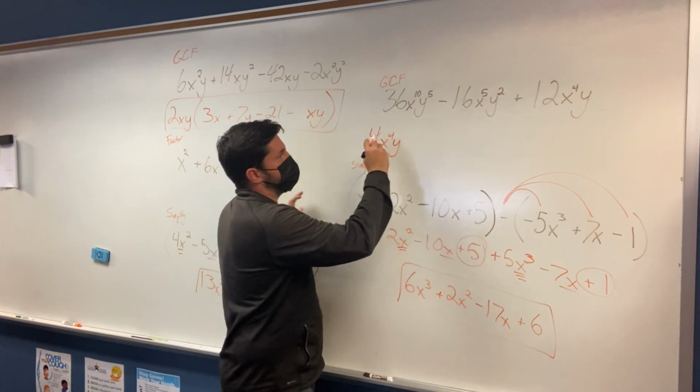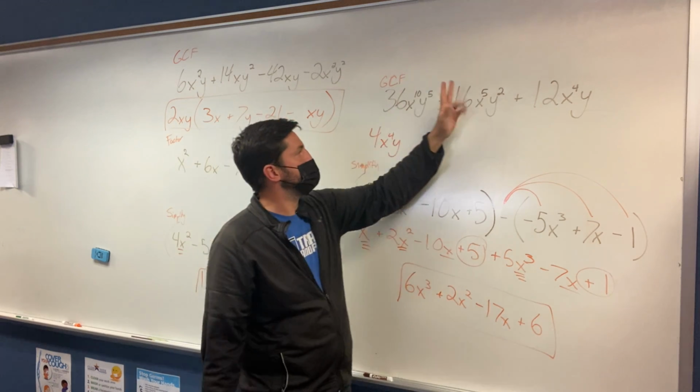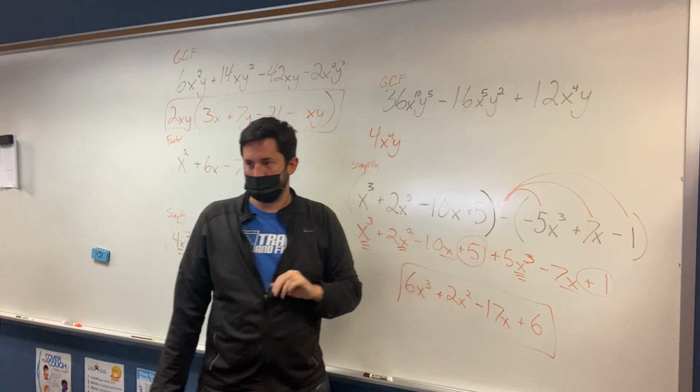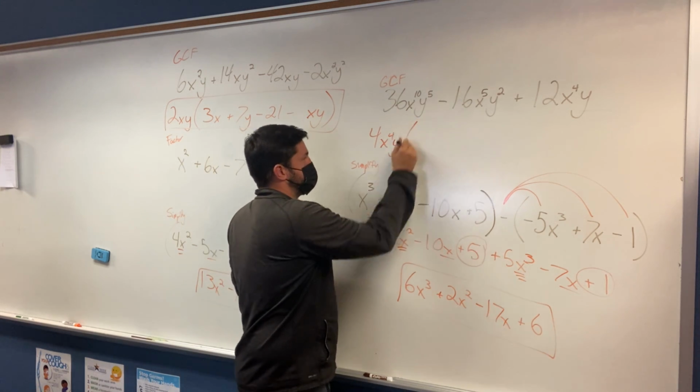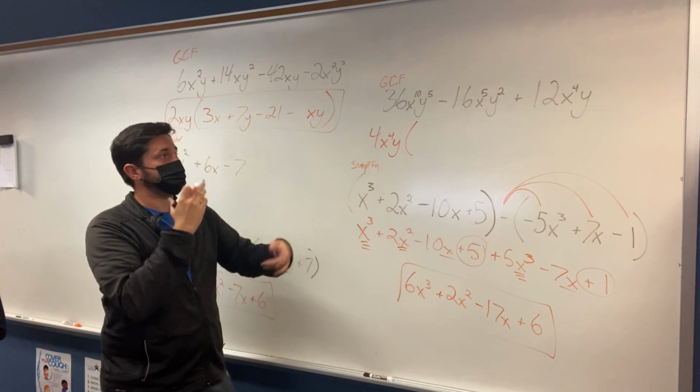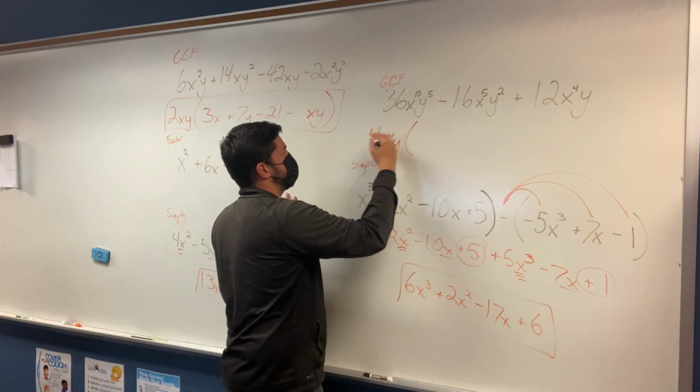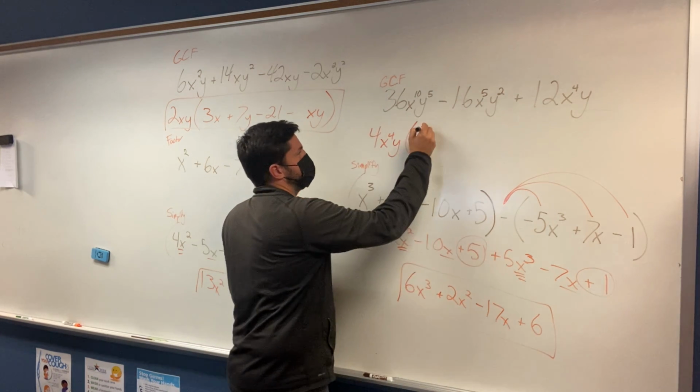And then y's, they all have a y in common, but how many? I have 5 here, 2 here, 1 here. Okay, cool, done. That's the most amount of y's that I have, okay? And there we go. And now I factor that out, and I do the same thing. 36 divided by 4 is 9.